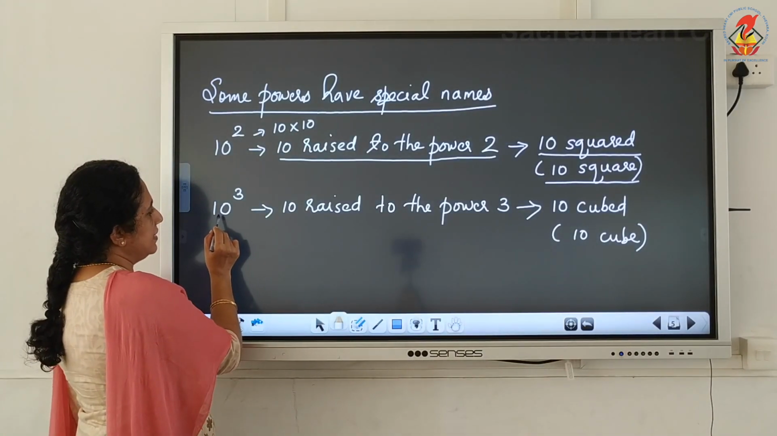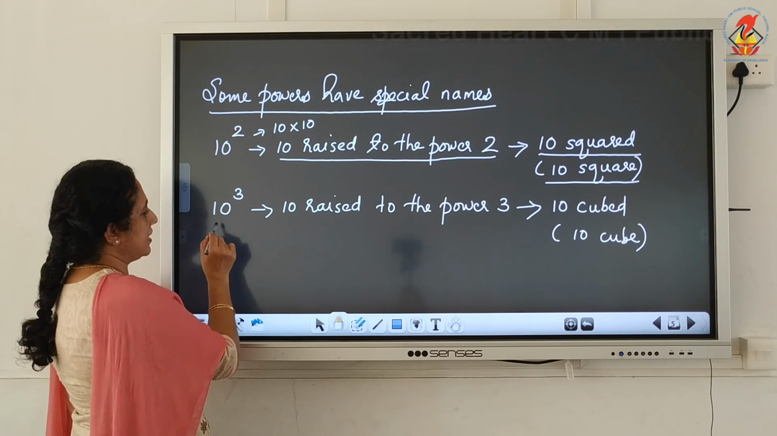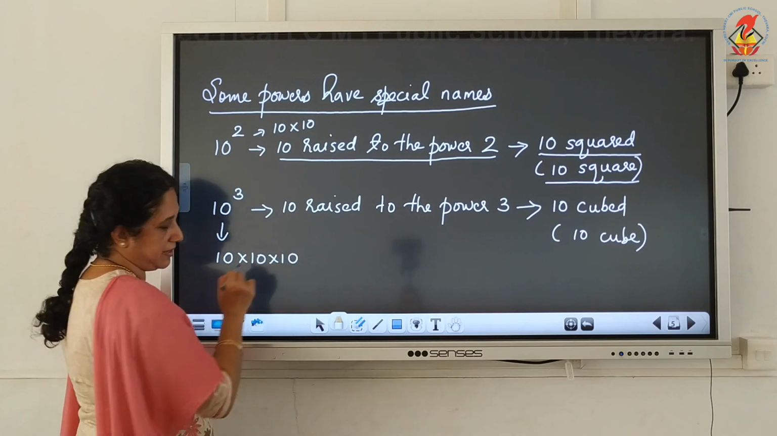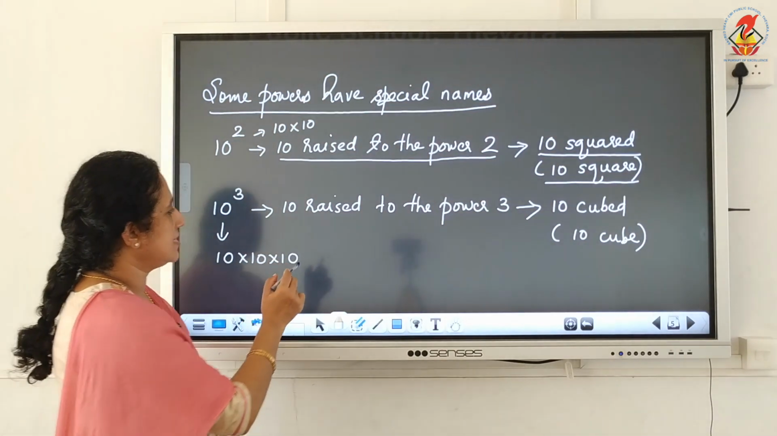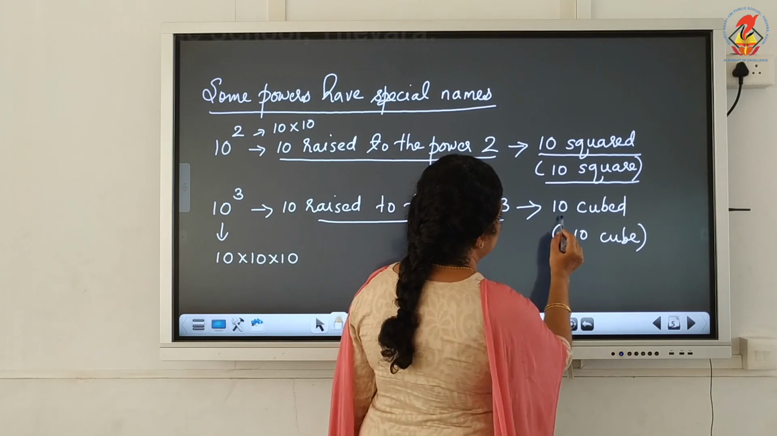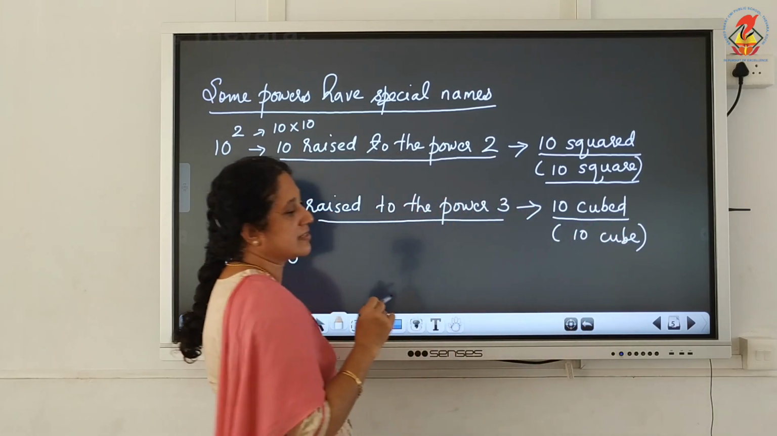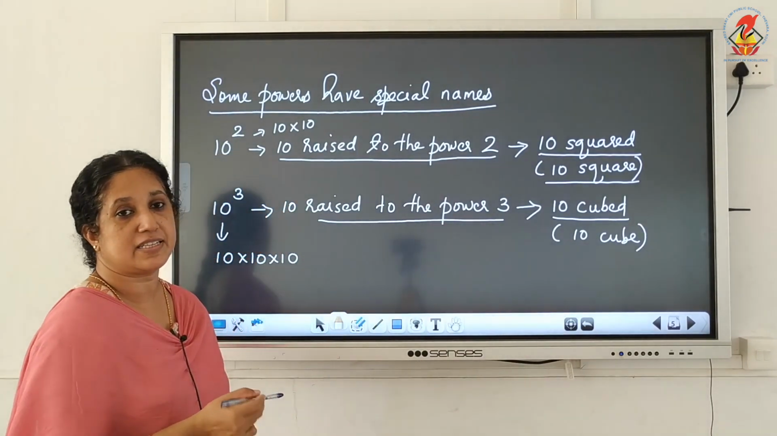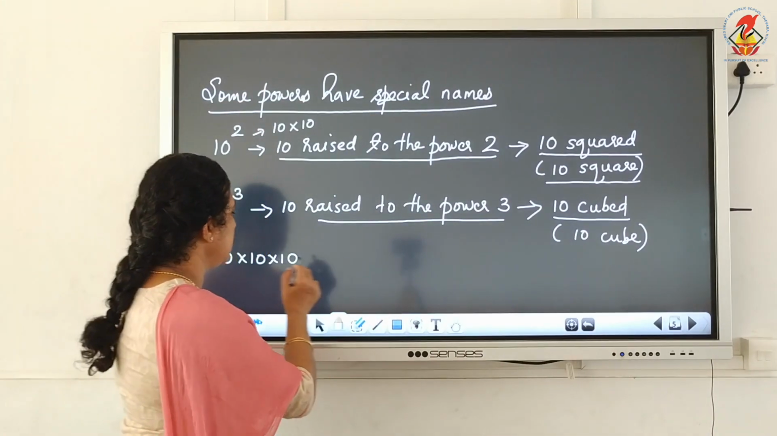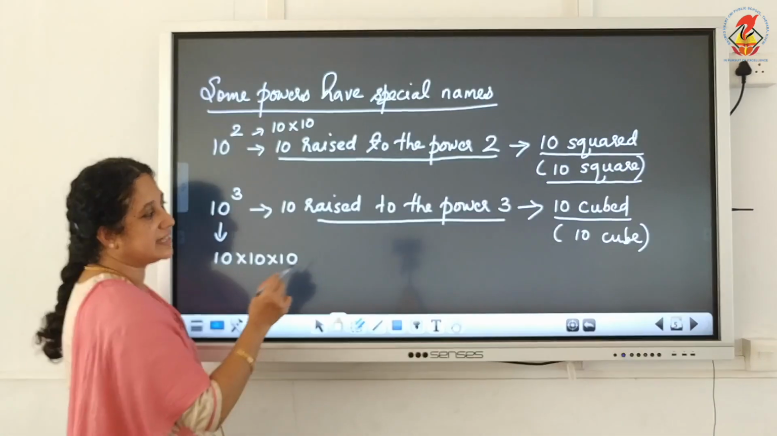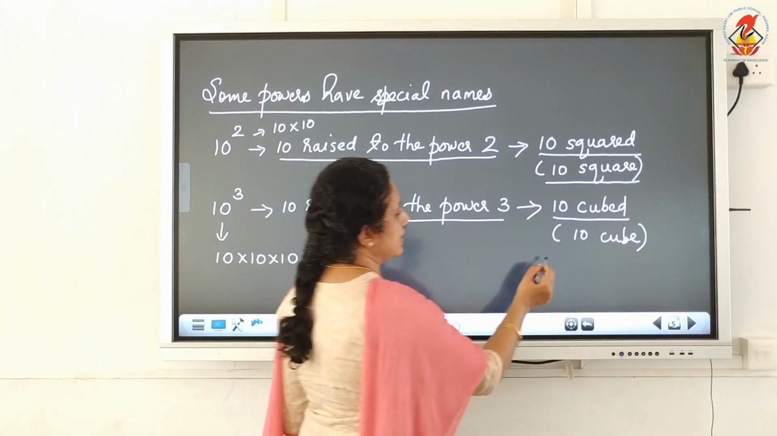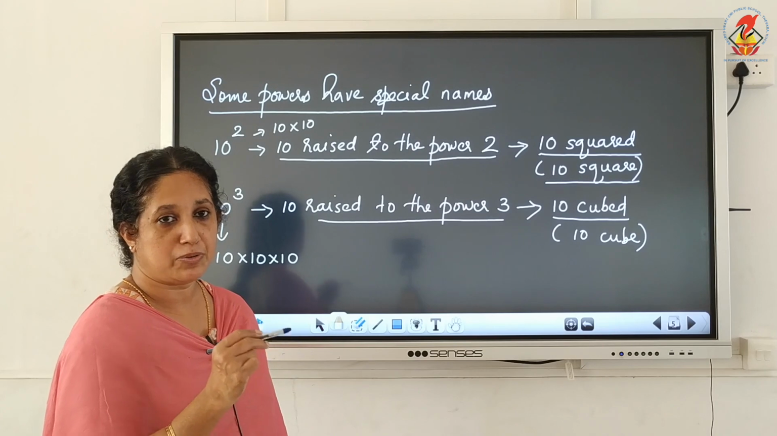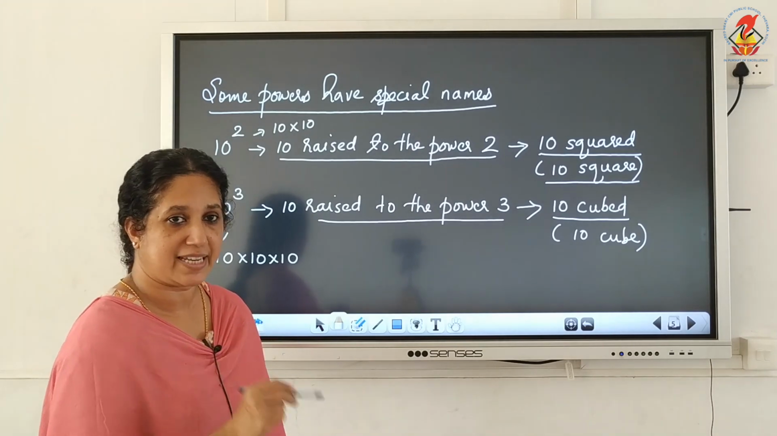Then similarly, 10 raised to the power 3 means 10 is multiplied by itself 3 times. Therefore, this 10 raised to the power 3, we can read it as 10 cubed. So instead of saying 10 raised to the power 3, we can say 10 cubed. So 10 cube or 10 cubed means 10 into 10 into 10. 10 is multiplied by itself 3 times.